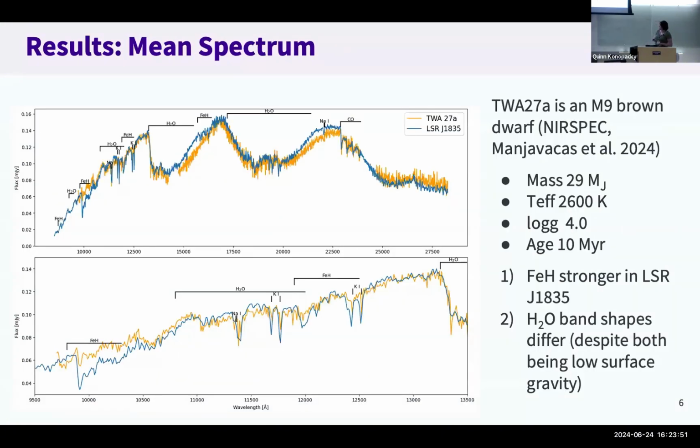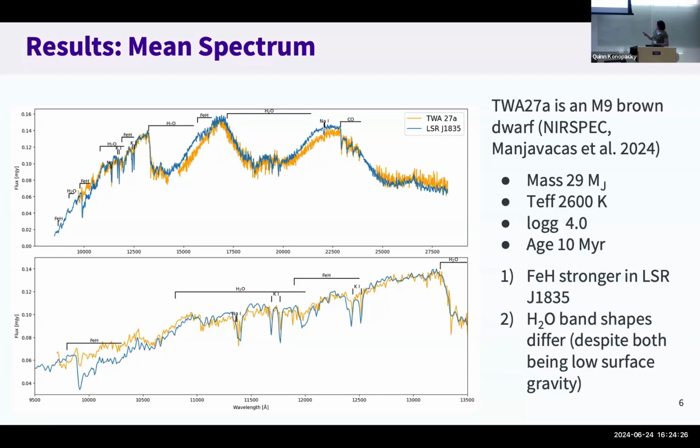Moving on to our JWST results, we have our mean spectrum here in blue. We had a really hard time matching our mean spectrum to model atmospheres. We found the height of the absorption bands was quite different, and also the line strengths were quite different as well. So here we instead have a comparison to another brown dwarf, TWA 27A, whose spectrum was obtained using JWST's NIRSpec instrument by Manjavacas et al. TWA 27A is an M9 brown dwarf, which is relatively young and also has low surface gravity.